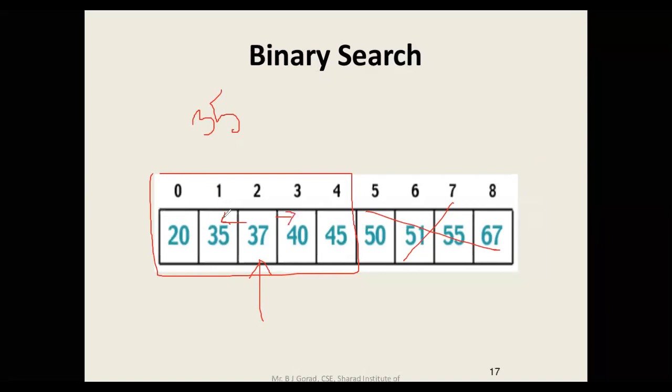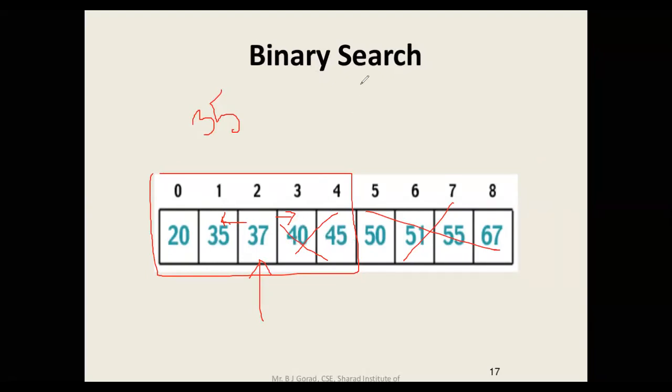Okay, so we will compare whether 37 and 35, which one is larger. So obviously 37 is larger. That means there is no point of looking in this side. Now, every time we take this decision that there's no point of looking in this area, it's only because we know the array is sorted. If the array was not sorted, we would not be able to take this decision. Okay, so then these 2 items are discarded.